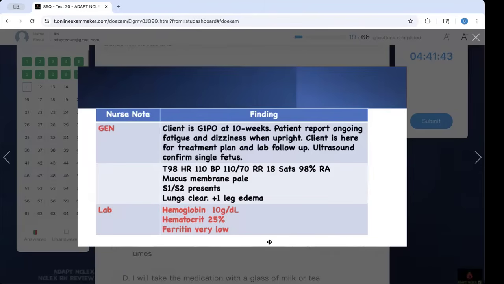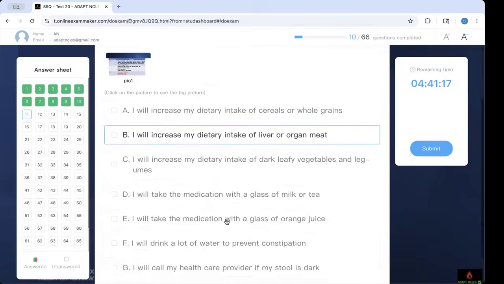It's a G1, 10 weeks. The patient presents with ongoing fatigue and dizziness when upright. The client is here for a treatment plan and lab work. Ultrasound confirms a single fetus. There's mucous membrane pallor, S1, S2, and iron deficiency you can see based on the lab: a hemoglobin of 10, a hematocrit of 25, and a very low ferritin level. What do you tell the patient?